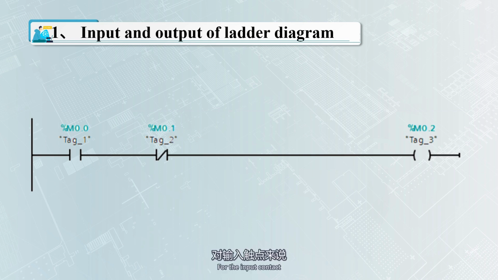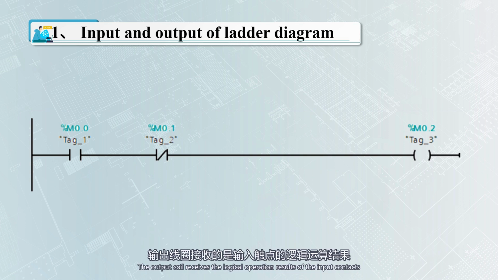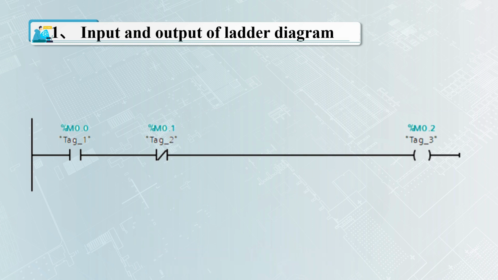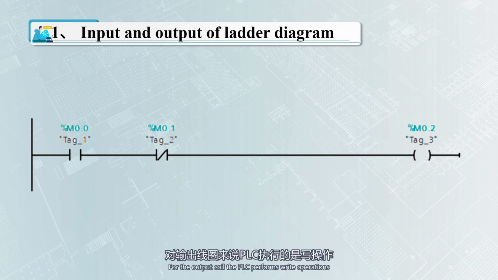For the input contact, the PLC performs a read operation, so the number of contact uses is not limited in the user program. The output part refers to the coil, which represents the output result. The output coil receives the logical operation results of the input contacts and sends the results to the coil to perform corresponding actions. For the output coil, the PLC performs write operations.